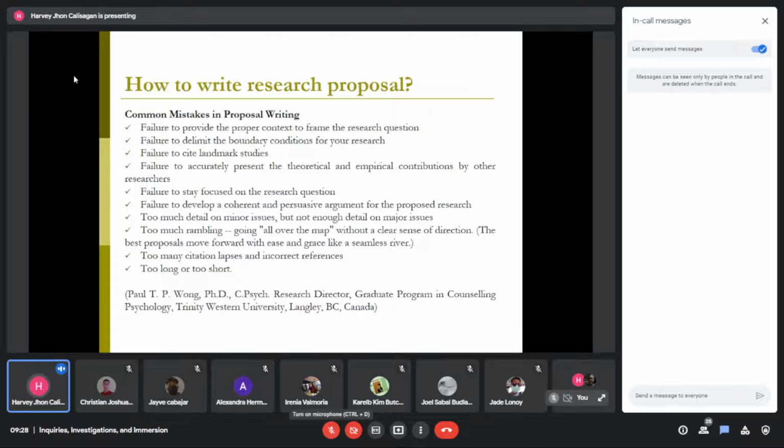Okay, so let's talk about the common mistakes when you are proposing your writing or your research. So first is failure to provide the proper context to frame the research question. I think it's very common among you, because again, let's say it's your first time conducting this research.